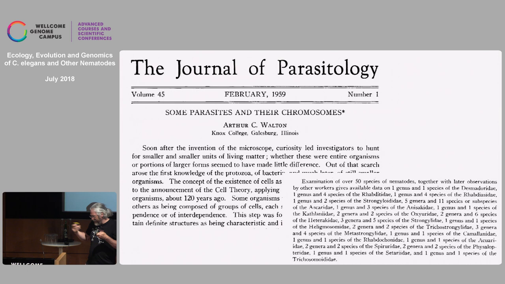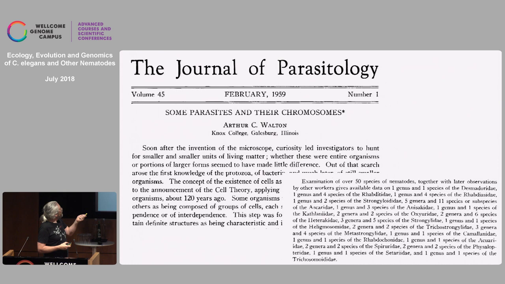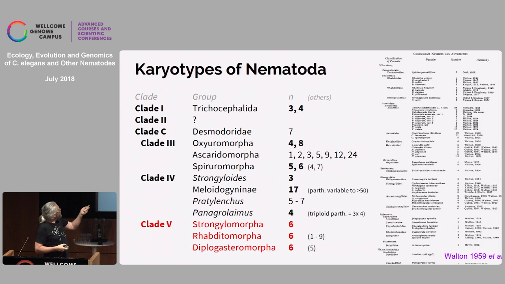We can extend this beyond just Caenorhabditis by looking at the chromosomes of other species. There's this lovely paper by Arthur Walton in 1959, where he looked at some parasites and their chromosomes, and it gives a lovely list of all the species he looked at. This is his species list for Nematoda. And there's a very interesting pattern across Nematoda. Here's clade 5. The base number for the three major groups in clade 5 is 6. It's not to say there aren't species with different numbers of chromosomes. Diplocaptopachys and Coronatus have 1. But the base number appears to be 6. So is there something special about 6? What's special about having 6 chromosomes?